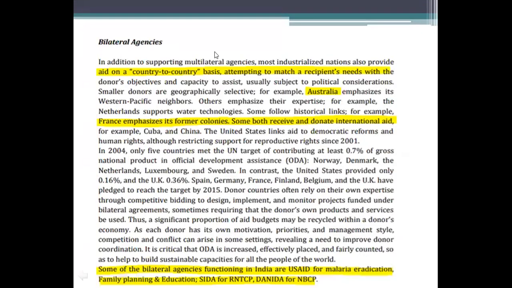Bilateral agencies: in addition to supporting multilateral agencies, most industrialized nations also provide aid on a country-to-country basis, attempting to match recipient need with donor objective and capacity to assist, usually subject to political consideration. For example, small donors are geographically selective. Australia emphasizes Western Pacific neighbors, others emphasize their expertise, and France, for example, emphasized its former colonies. Some of the bilateral agencies functioning in India are USAID for malaria eradication, family planning and education.